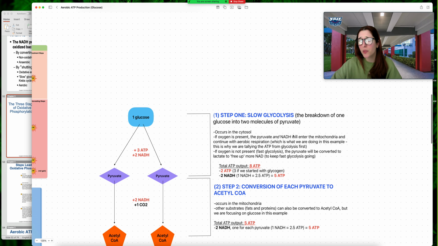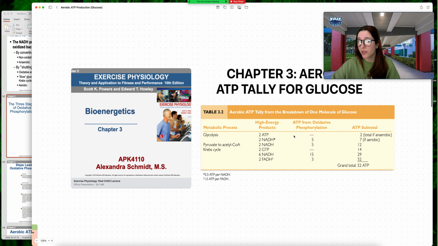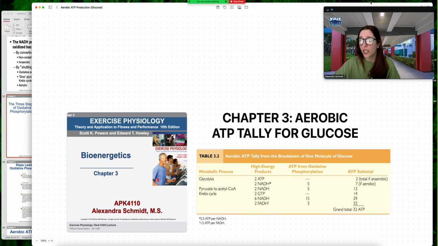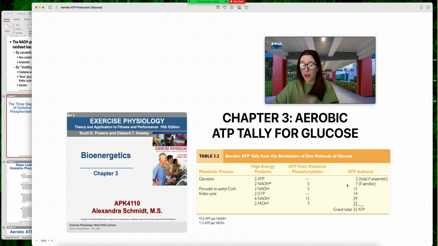But anyways, I hope this helped to sort of explain things a little bit when we look at this tally right here where we get our 32 ATPs. Where are they coming from? How are we tallying them up? And just what's going on.